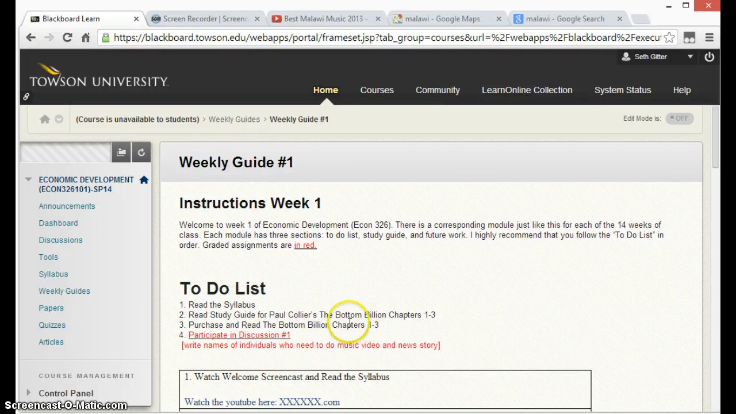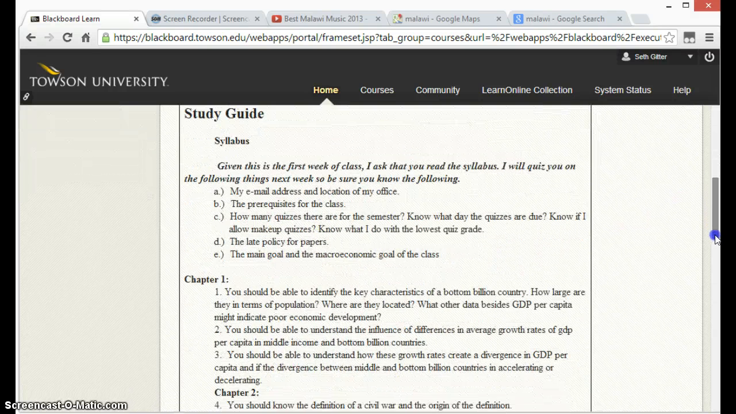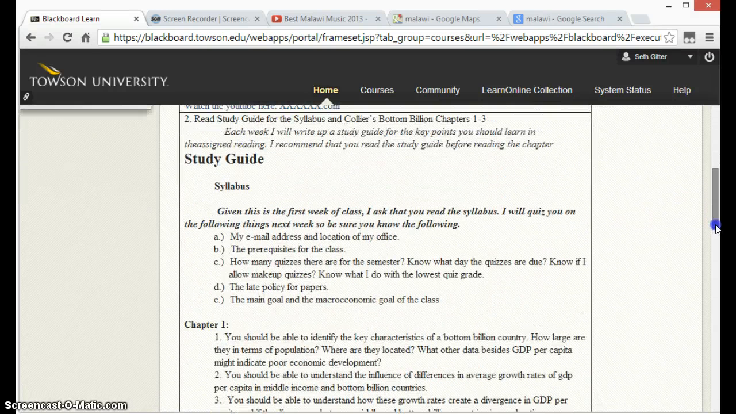The second thing is to read Paul Collier's The Bottom Billion. Remember the first video I told you needed to purchase that book? Well, go ahead and purchase it. Purchase and read the book, so always read the study guide questions and then participate in the discussion. I'll post the link to the other YouTube videos that I've made right about here, and then you can read through the study guide. The study guide is going to tell you all the things that you need to know.